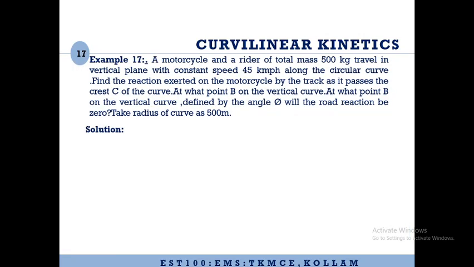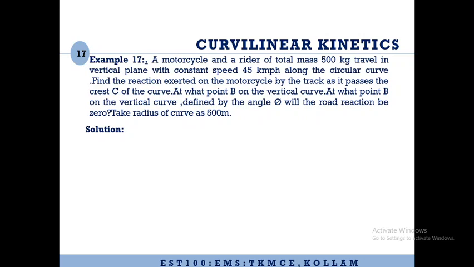Now this is the last question that we are going to discuss. Here we have a motorcycle and a rider of total mass 500 kg traveling along a vertical curve. Till now we were discussing motions along horizontal curves, so this one is regarding motion along a vertical curve. With a constant speed of 45 km per hour, we have to find the reaction exerted by the motorcycle as it passes through the crest of the curve.